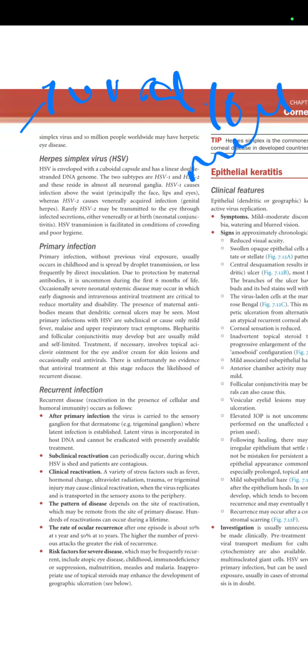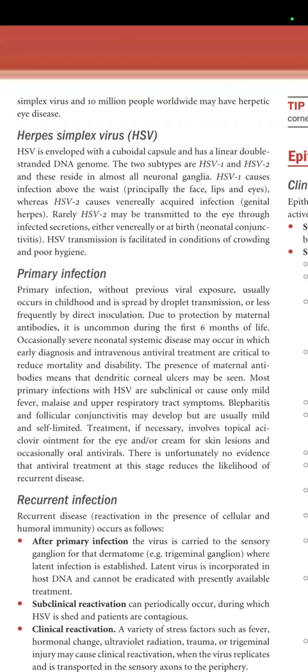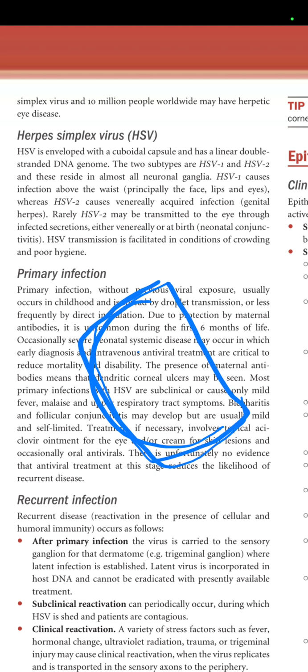So, what is herpes simplex virus? Herpes simplex virus, HSV, is enveloped with a cuboidal capsule and has a linear double stranded DNA genome. So, what is it saying? That it is a cuboidal capsule, and there is a double stranded DNA genome.